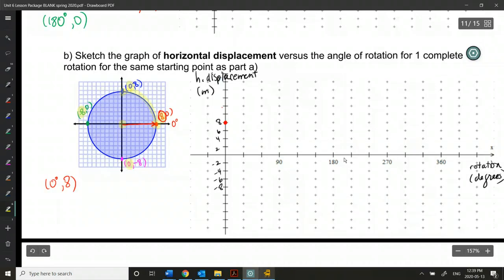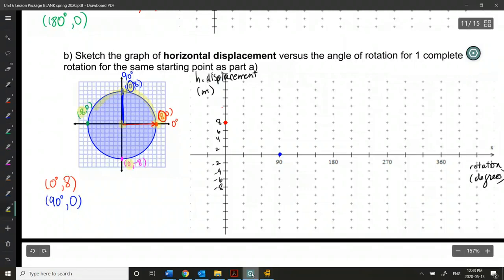Okay, now we're going to rotate to the next location, and I've now rotated 90 degrees from my starting position. So now we're actually at 90 degrees from where we started, and are we to the right or the left, or are we equal to the center here? So we can look at the x coordinate here, and that actually is showing us that we're 0 units to the right or left of the center. So our horizontal displacement is 0 at this particular point. So we're going to plot 90, 0.